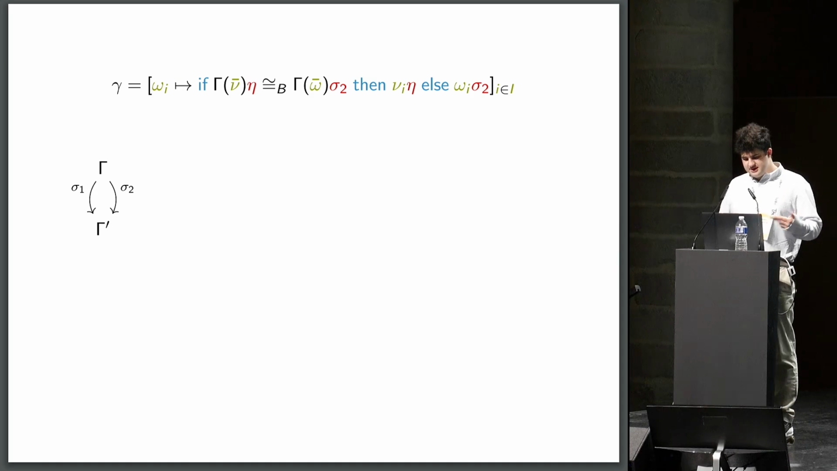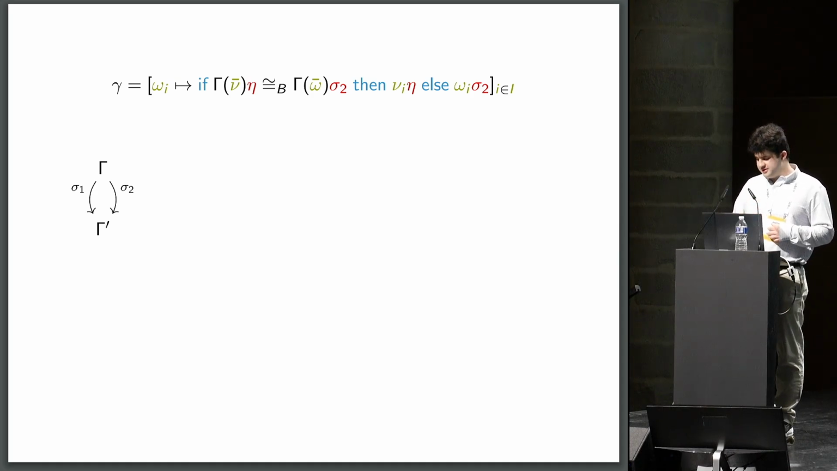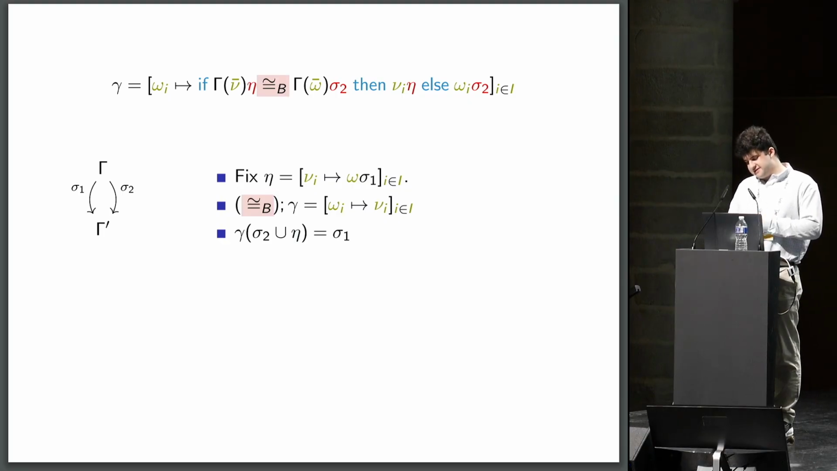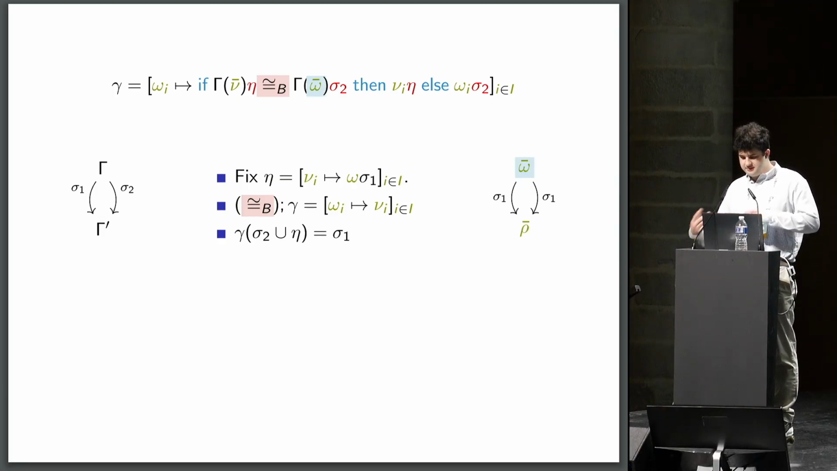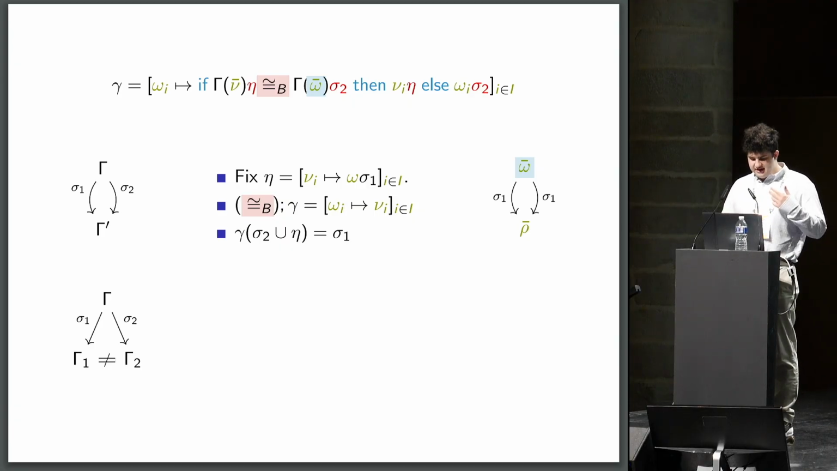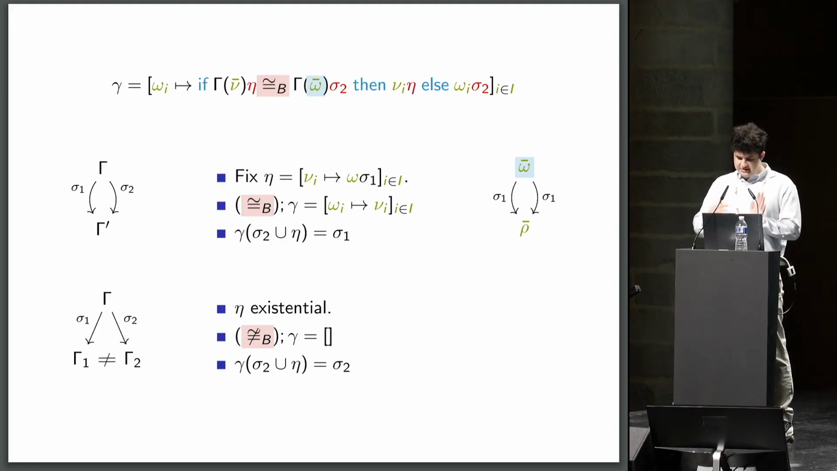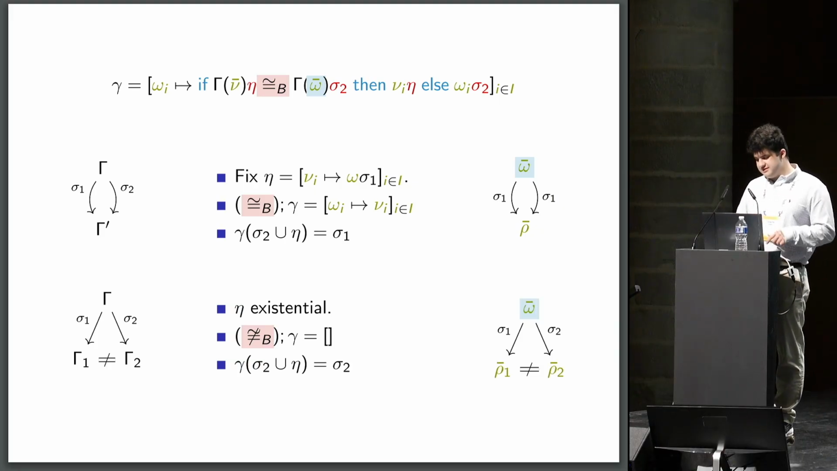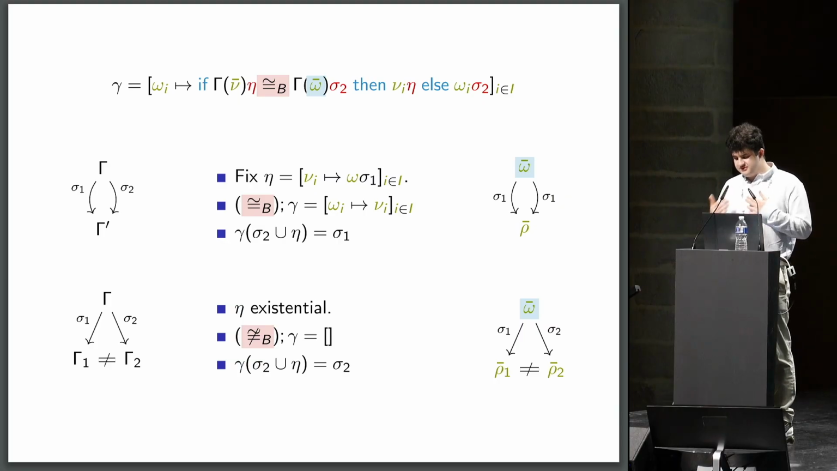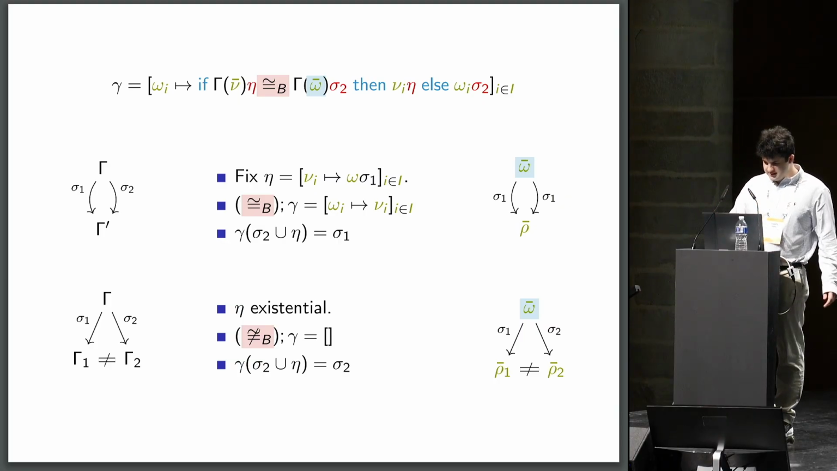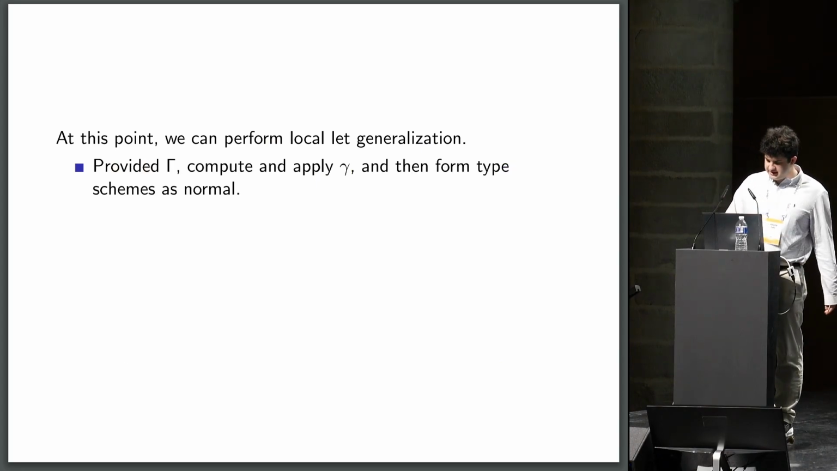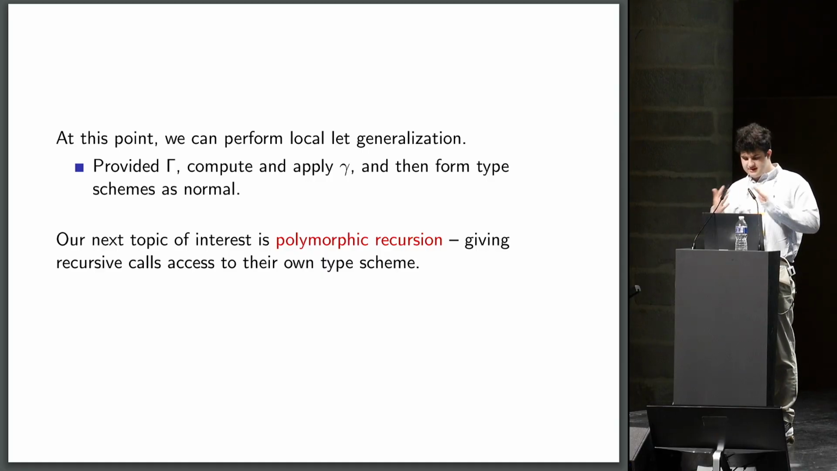And to show that this works, we'll prove the forward direction and its inverse. Okay, if sigma 1 and sigma 2 have the same effect on the context, we can fix eta as shown. Then the guard always holds, and we'll have that the entire right-hand side reduces to sigma 1 because the if-then-else term will go to the true branch. Okay, if they have different effects on the context, well, the if-then-else is going to be forced into the else part, okay? And since sigma 1 and sigma 2 have different effects on gamma, they must have different effects on the free type variables contained in gamma. Okay, so at this point, we can perform local let generalization, okay? You just do type scheme formation as normal after you apply gamma.